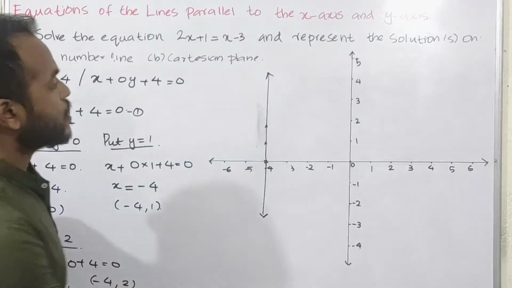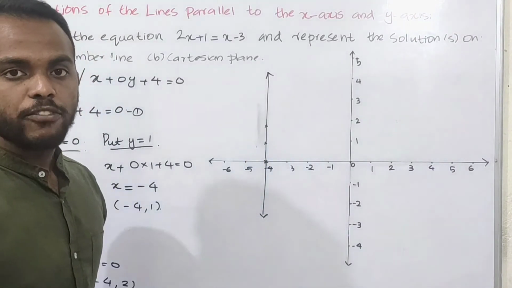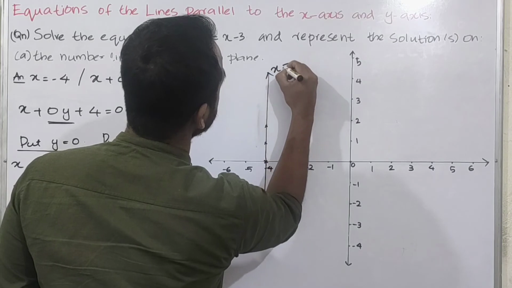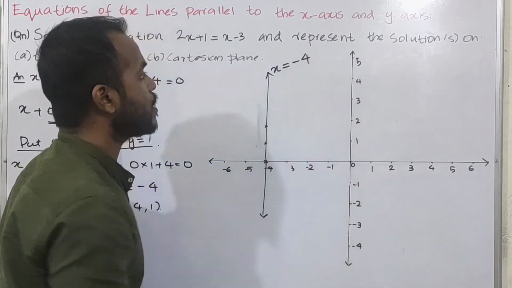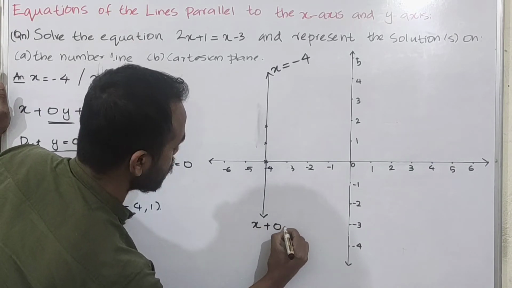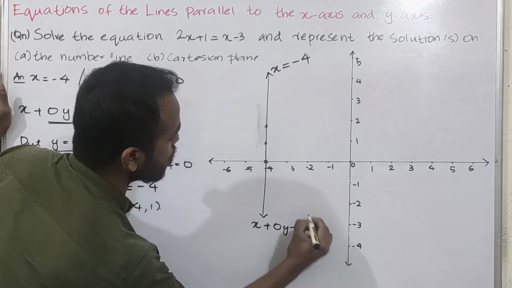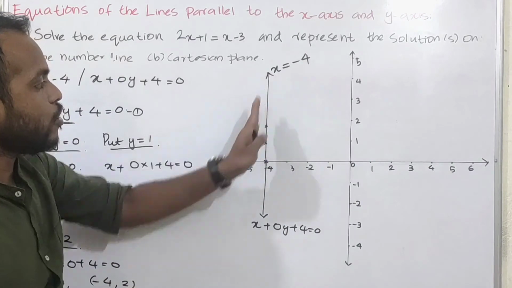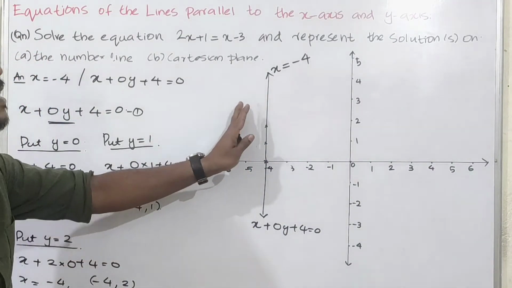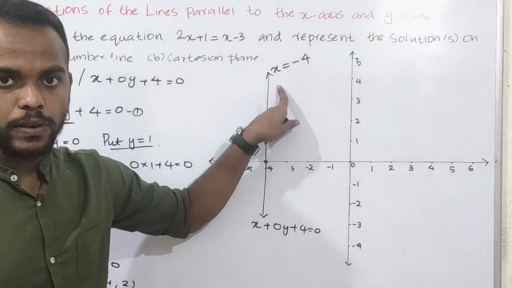So this is the equation. Whatever graph, equation, or line we draw, we should name it. This is x is equal to minus 4, or x plus 0y plus 4 is equal to 0. This is the equation of this straight line, and we should mention that also. So this is how the graph of x is equal to minus 4 looks like.